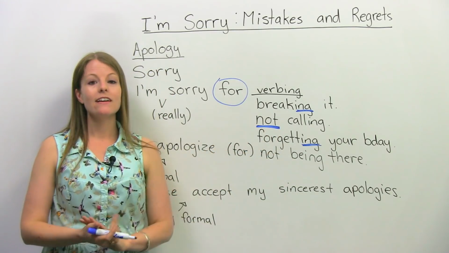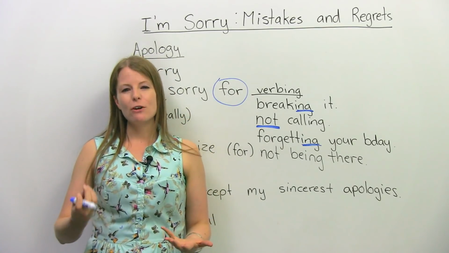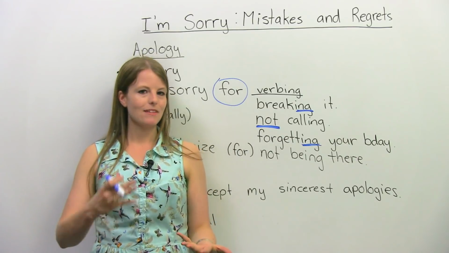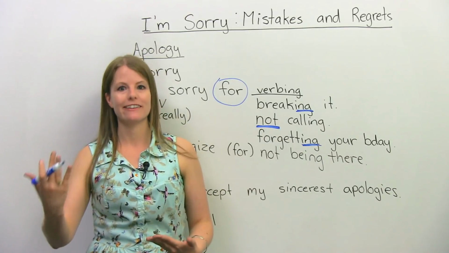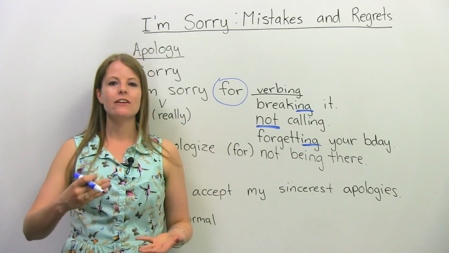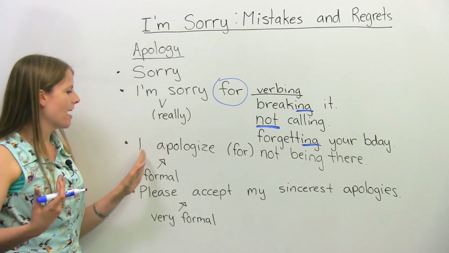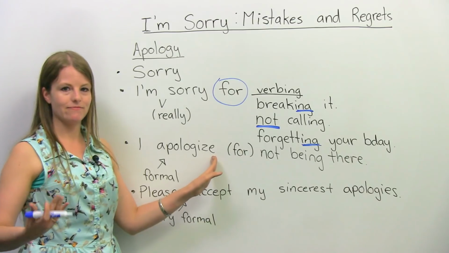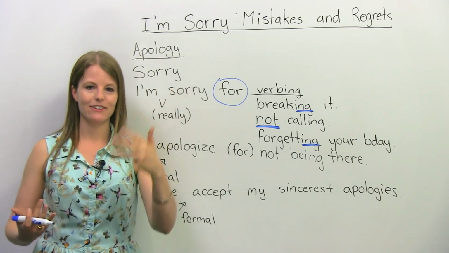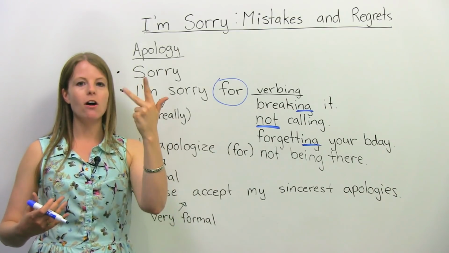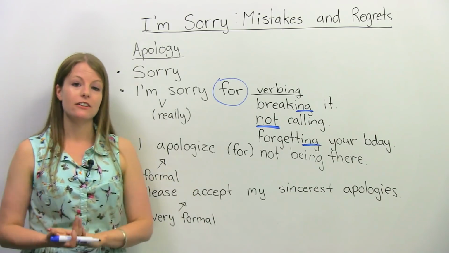So I'm sorry for is something we use a lot, but if we wanted to be more formal, imagine you're at work and you make a mistake and you're talking to your boss. Okay, you might want to use more formal English for when you're talking at work. You might say, I apologize, which is similar to the word apology. Apologize. Okay, so it's 4 syllables. Apologize. I apologize. You can say that.